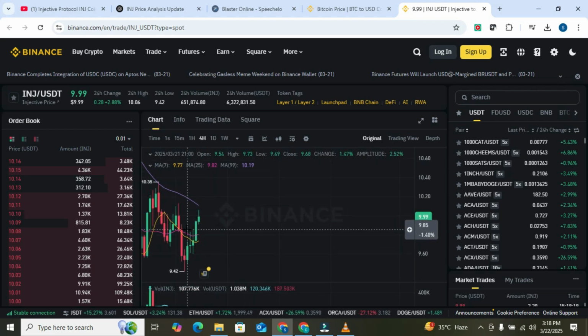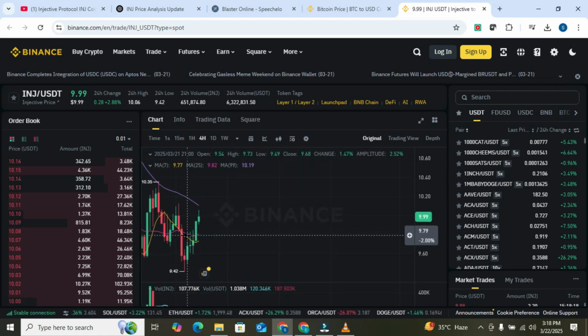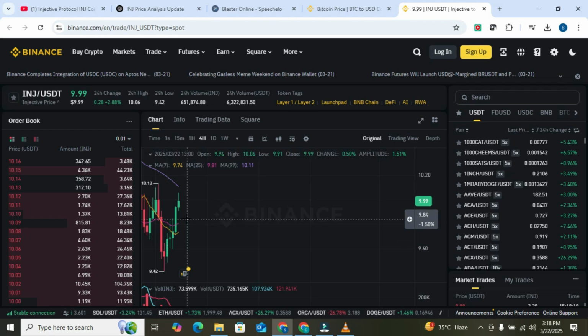Does this mean the correction is over? The move down looks complete, but there's no confirmed reversal yet. We need more signs of strength before calling an uptrend.